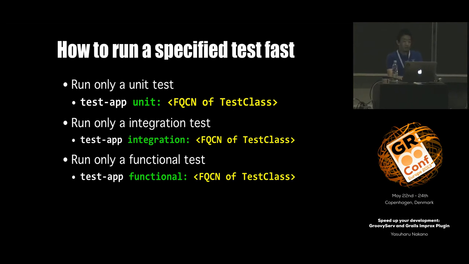The first point is specifying a target test class. This is the yellow text. You can use a simple class name instead of FQCN, fully qualified class name. But a simple class name may cause a conflict if there are classes which have the same name. So you should use FQCN if possible. The second point is specifying a test phase. See the green text. Unit, integration, and functional are called test phases. They are mapped to the names of directories in the test directory.